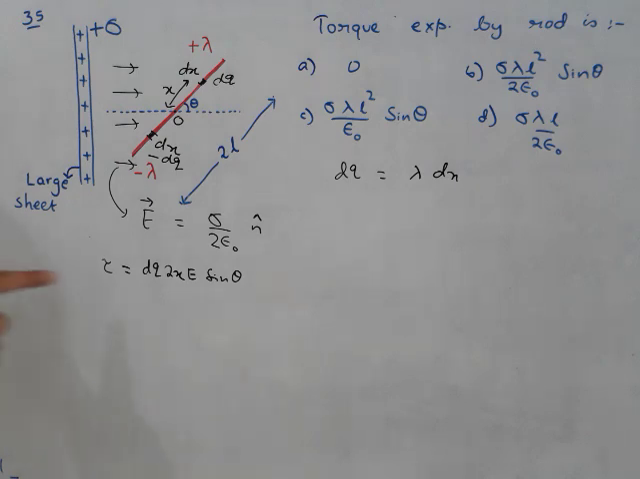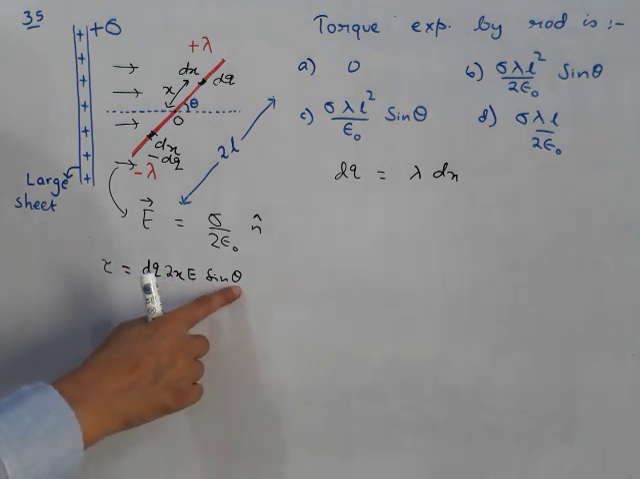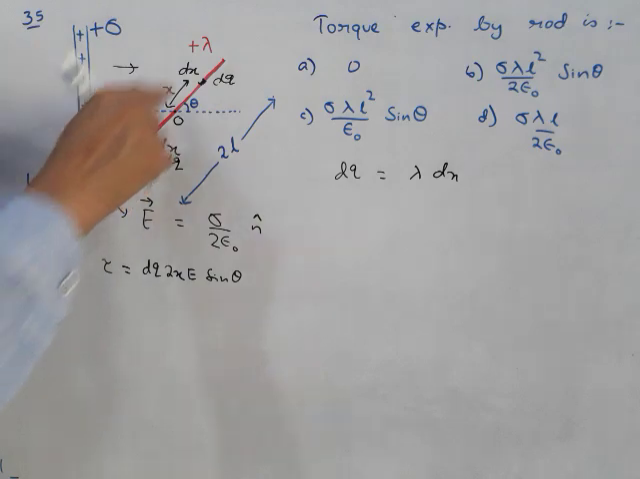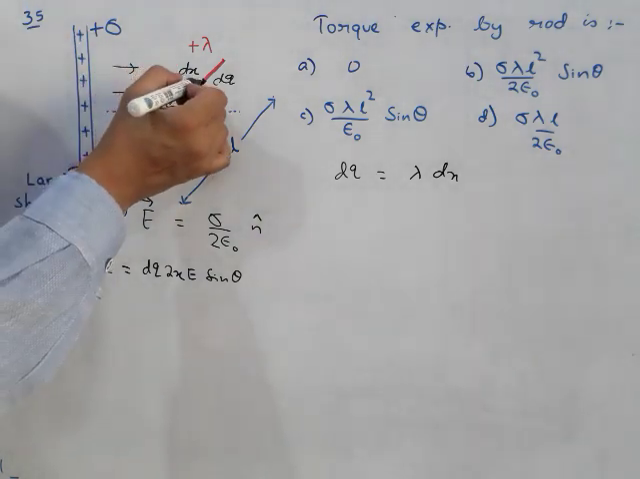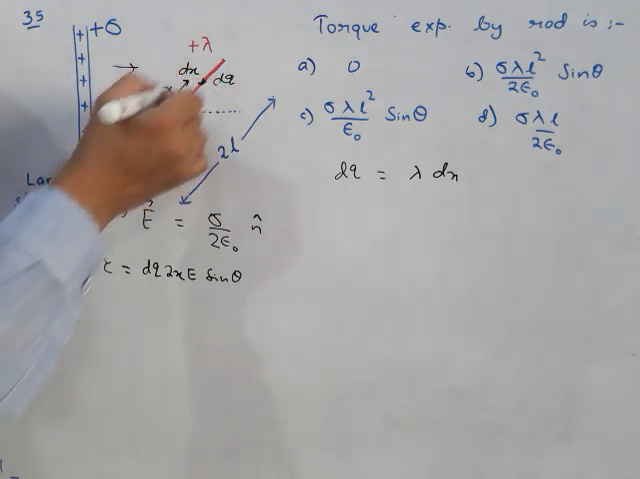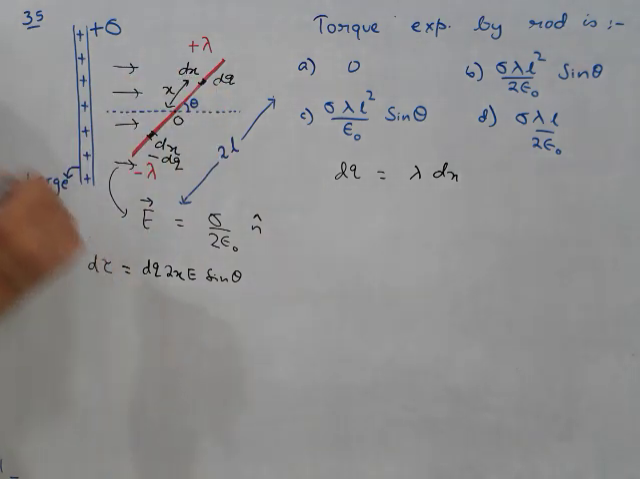So let me repeat again. Tau is P E sin theta. So E sin theta is as such. P I have written as q into this distance, that is 2x. This is the torque due to this pair of elements. So this I'll write as d tau.